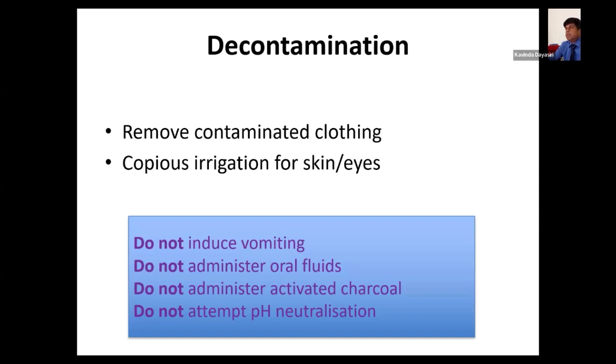And about decontamination, there is a place for decontamination, but not for oral decontamination. If there is contaminated clothing, you can do surface decontamination and remove it, and if the skin is contaminated with corrosives, irrigate with copious amounts of water until the pH is neutral. However, we should remember that we should never induce vomiting in the presence of corrosive ingestions.